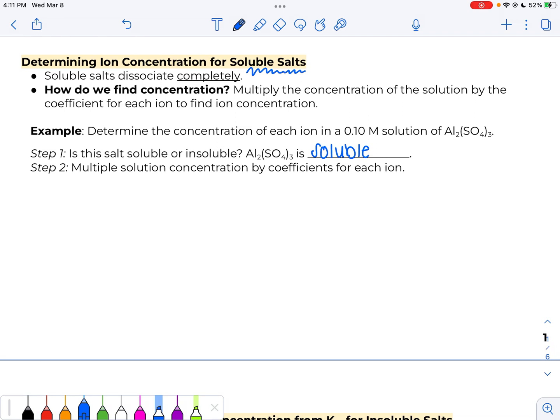Sad face. All right, so aluminum sulfate we know is a soluble salt, which means it's going to completely dissociate into its ions. So we're going to write out its formula, Al2(SO4)3. This thing's going to completely dissociate, so we're going to draw our arrow like this. And what ions is it going to form? Well, we know it's going to form the aluminum ion, and we know it's going to form the sulfate ion, okay? So what are the charges on these things?